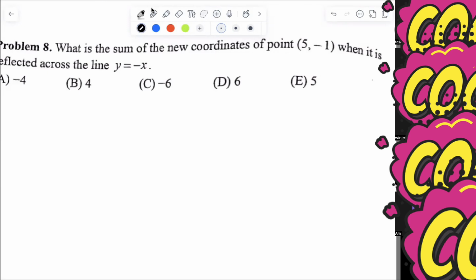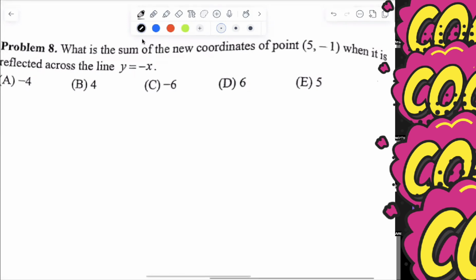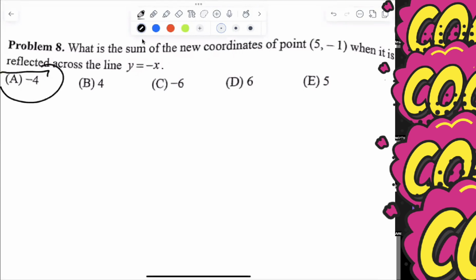Okay, let's get started with the question. So the answer is not D, to whoever was spamming D in the chat. It should be A. Now remember what we did to confront these problems before. Y equals negative x. What does this mean?